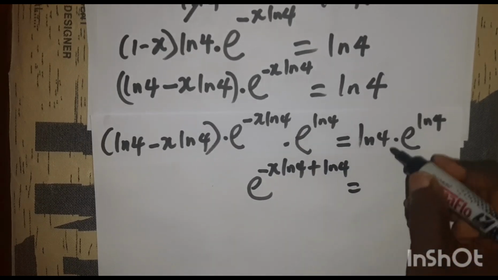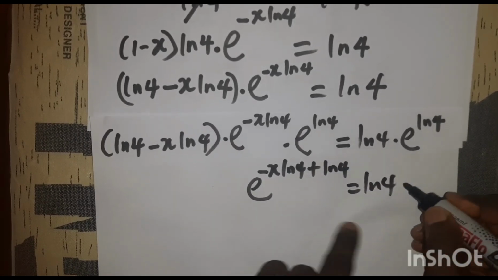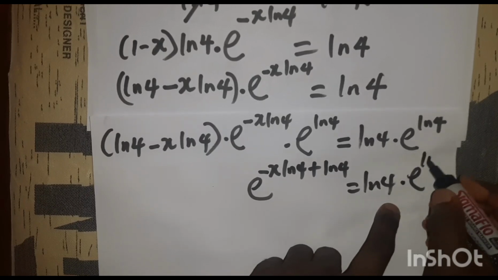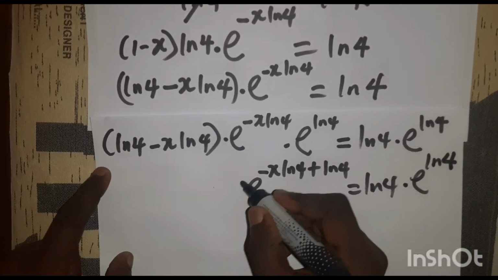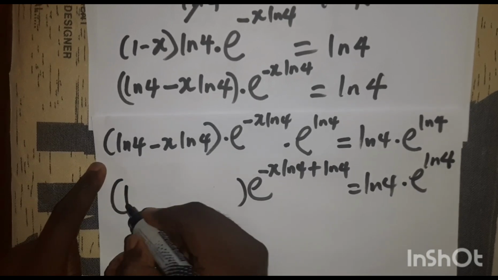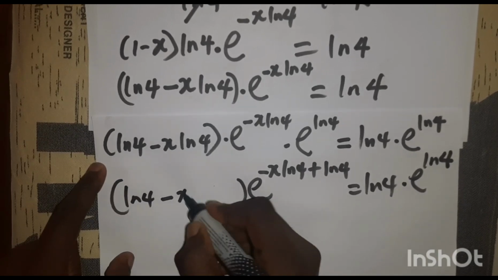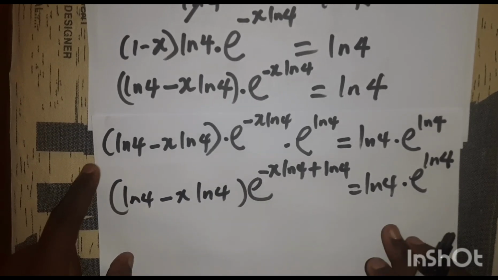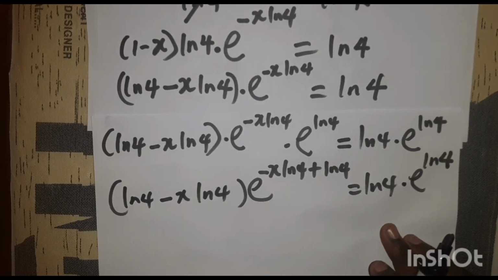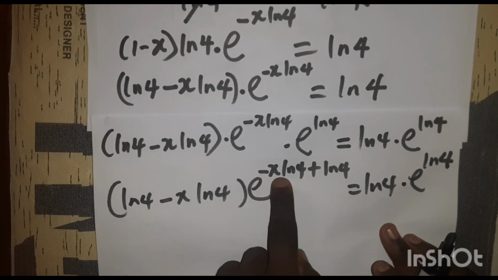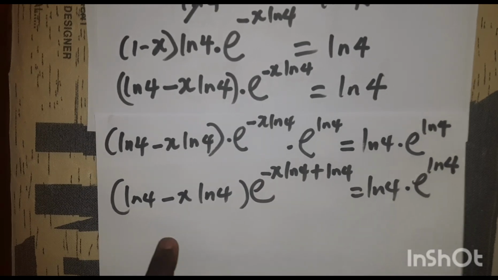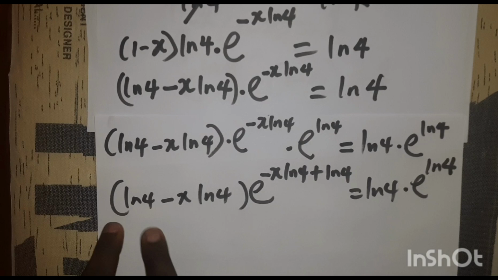So equals to, of course, I still have ln of 4 times e raised to the power ln of 4 on the right hand side. And then I still have my values here, then times this ln of 4 minus x ln of 4. Notice that they are now the same. Look at the power up here and the coefficient here, they are the same. I have minus x ln of 4 plus ln of 4. Here too, the same thing, I have minus x ln of 4 plus ln of 4.